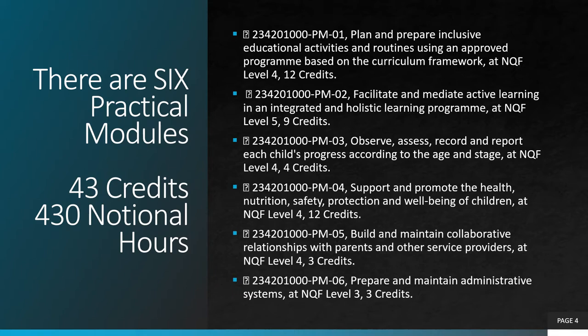Practical module number 4 is support and promote the health, nutrition, safety, protection, and well-being of children. This is on an NQF level 4. 12 credits, which means that you are going to work on this module for 120 notional hours minimum. And then all the assessments and assignments that you are going to be given, you're going to have to prepare. And then once again, you have to present this to your tutor. And your tutor will then determine if you're competent or not yet competent. Your practical module number 5 is build and maintain collaborative relationships with parents and other service providers. This is you as the teacher working with the different parents, explaining to them how their children are doing, their progress, and what needs to be done to make the child reach competency to move to the next level.